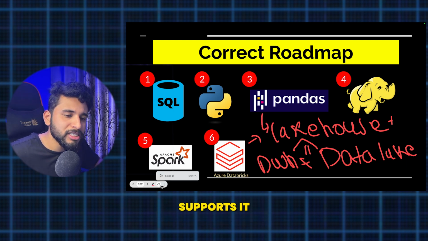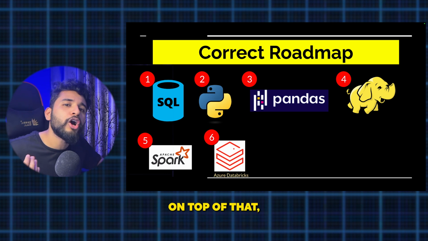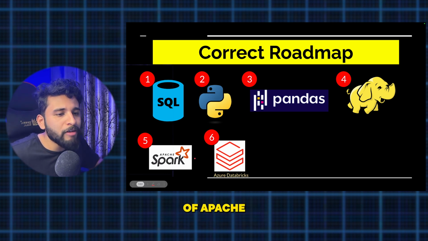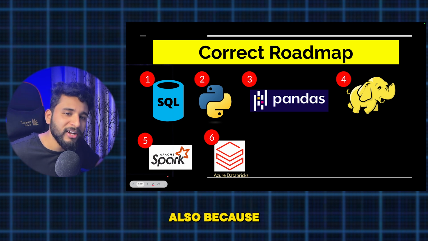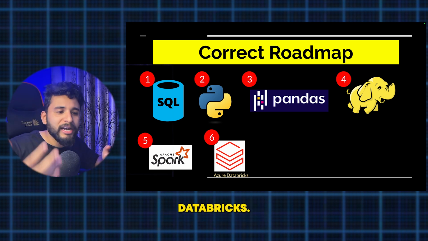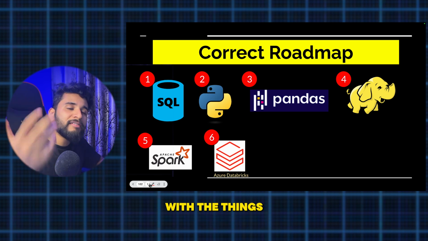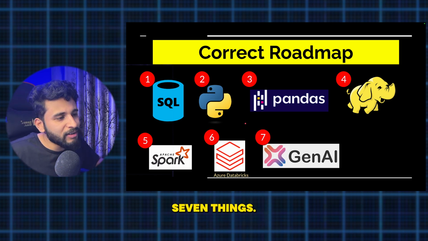Azure Databricks supports it by default because it is built on top of the Apache Spark engine, so it supports distributed processing also. Okay, this is how things happen. Azure Databricks you should also know about. So start with these things, so that's 7 things.